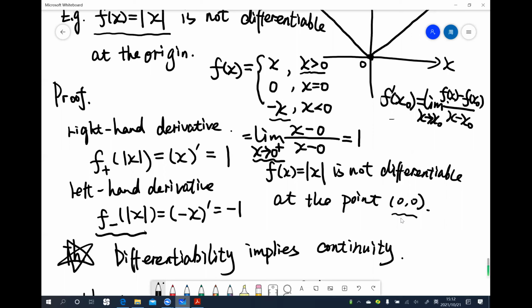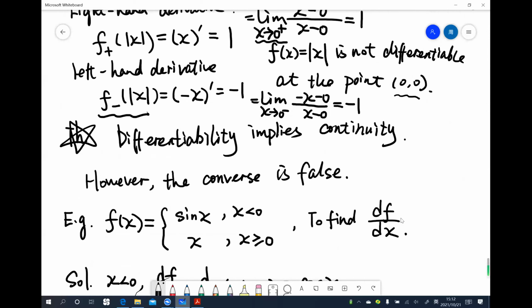And from the left hand, that means x approaches 0 from the left. And here, f(x), if x approaches 0 from the left, equals minus x, over x minus 0. So here we get the result that is minus 1. They are different, so the function is not differentiable.